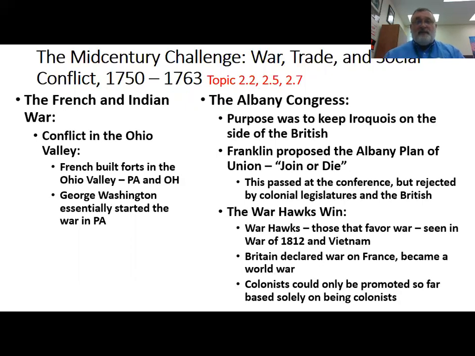There was an attempt at colonial unity during this war called the Albany Congress. The idea was to keep the Native Americans on the side of the British, not the French. And so, with this idea of joining together, there's a cartoon that shows a snake cut into pieces with the names of the colonies on them. That's a political cartoon by Benjamin Franklin. Both the colonial assemblies and the British government didn't like it, but the idea that there could be colonial unity was very strong, and people would look back to this.